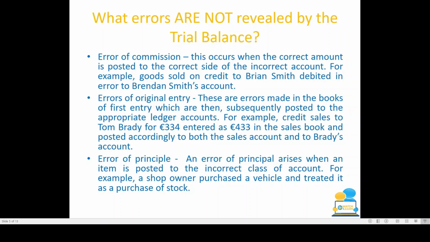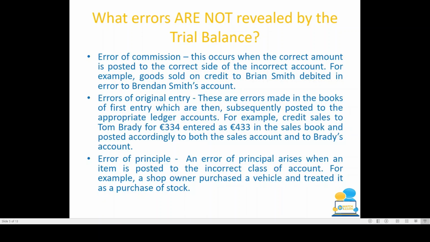Errors of original entry. These are errors made in the books of first entry, which are then subsequently posted to the appropriate ledger accounts. So something like the sales book or the purchases book. So for example, credit sales to Tom Brady for 334 were entered as 433 in the sales book and posted accordingly to both the sales account and Brady's account. So they were entered in the correct accounts just for the wrong amount. They should have been 334 and were entered as 433. That won't be picked up in the trial balance as the debit and credit were both for the same amount, 433, but that amount was incorrect.